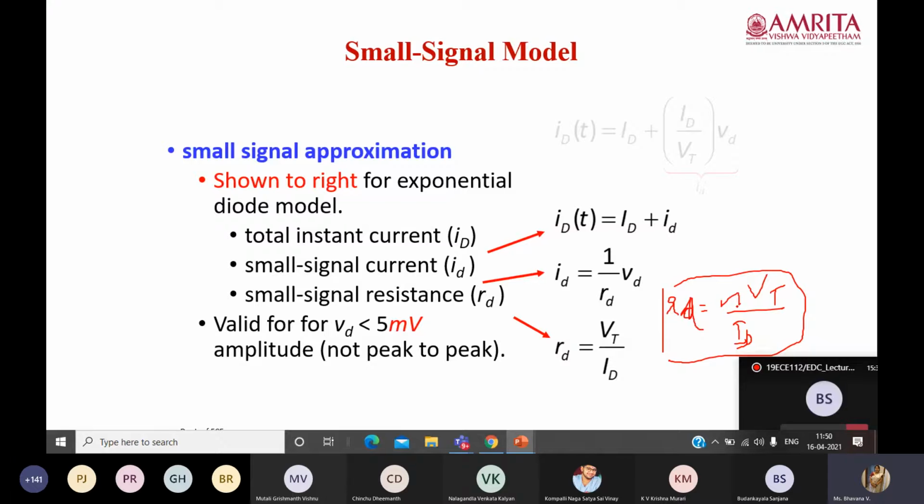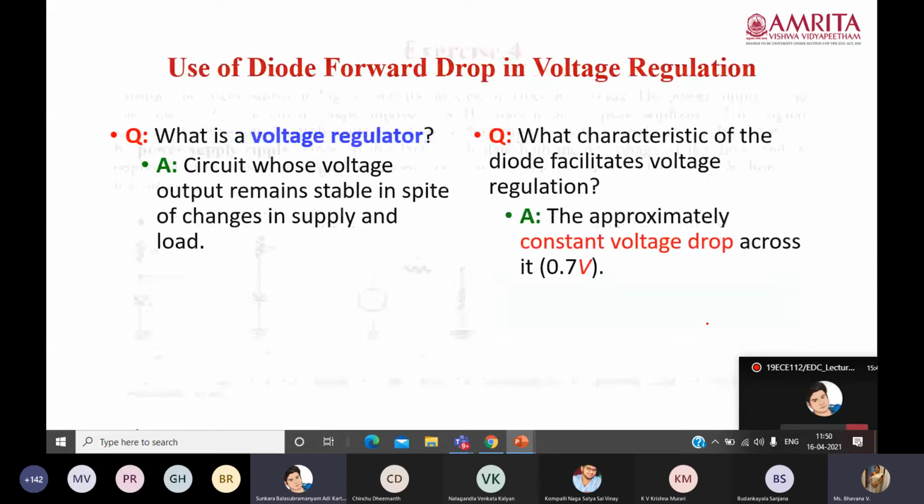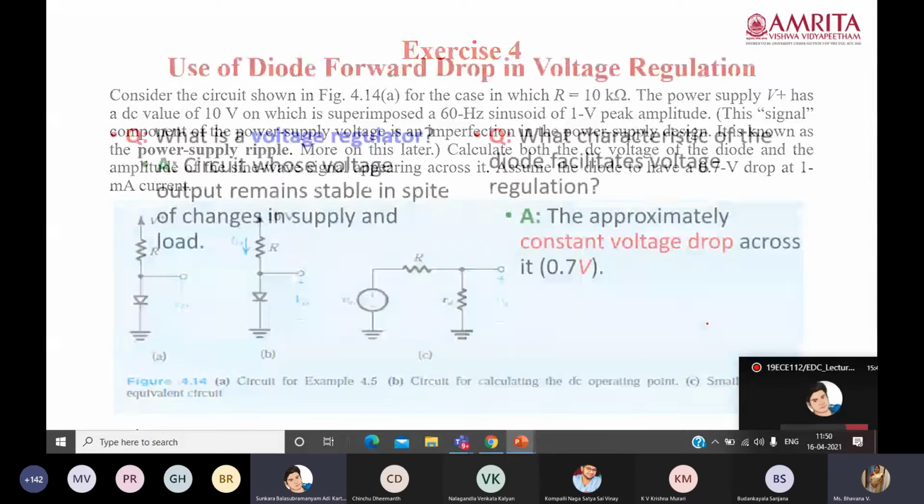Is this clear to you, this derivation? Ma'am, that small id is AC, no ma'am? AC. Is this clear to you, the derivation? Yes, ma'am. Now I'll tell you.